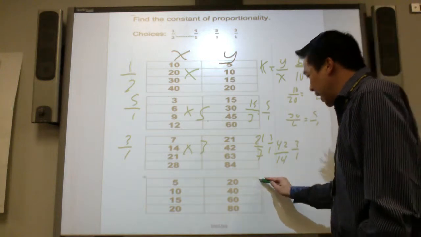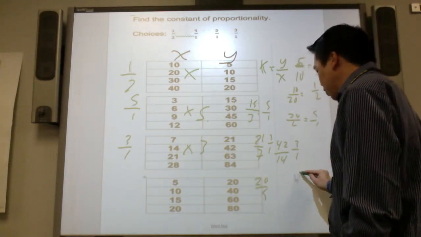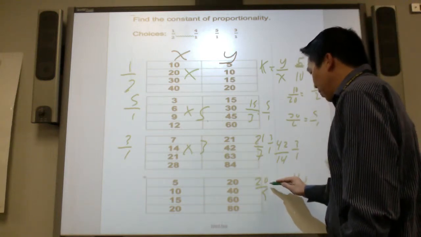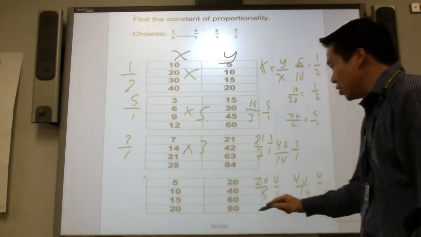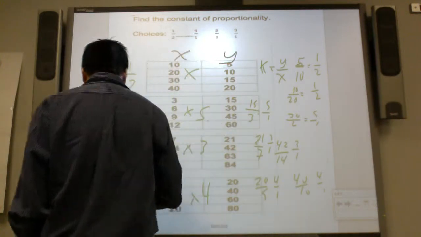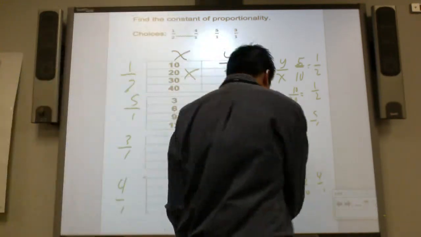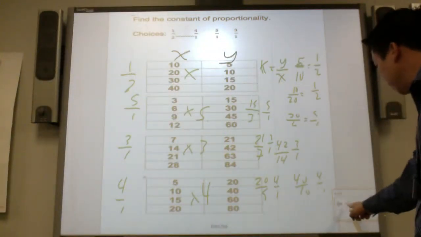And last but not least, how is 20 related to 5? How is 40 related to 10? Divide by 5 is 4 over 1. Divide by 10 is 4 over 1. So the relationship is 4 over 1. And next one.